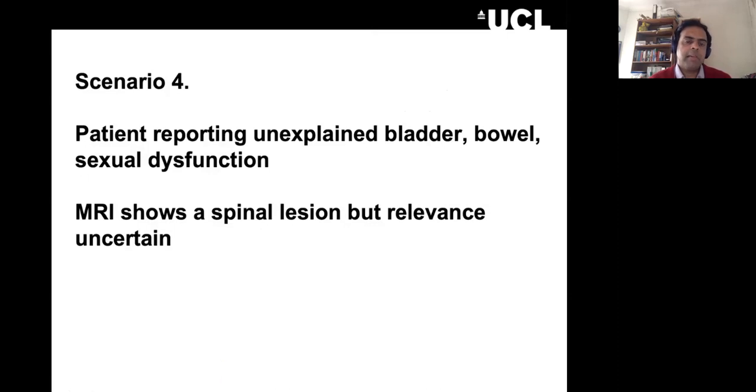But then unfortunately, the MRI shows a spinal lesion, but it's really of questionable relevance. So could it be like a disc that's maybe touching a nerve root rather than compressing? So in this situation, how would you approach the patient?